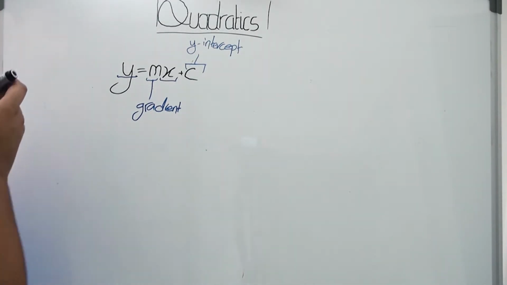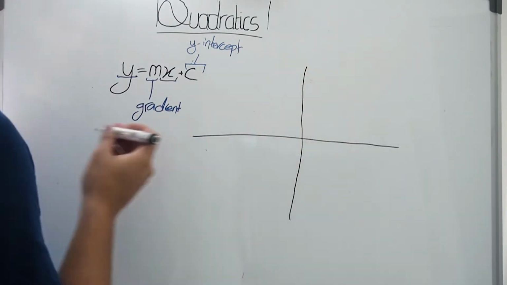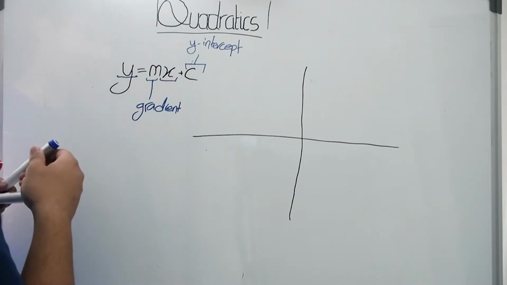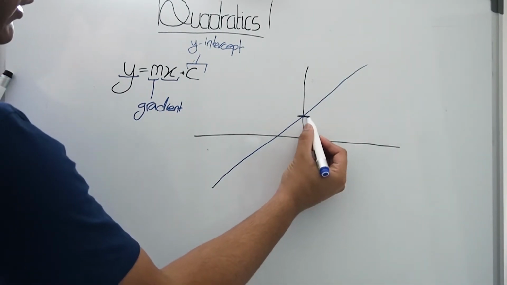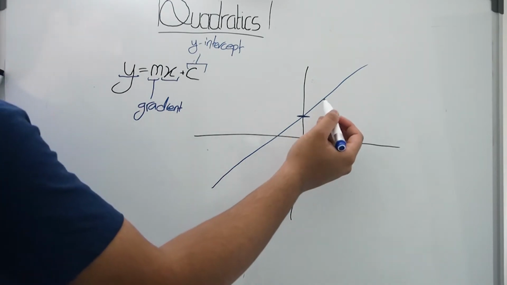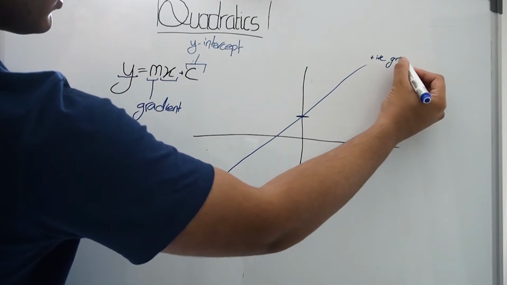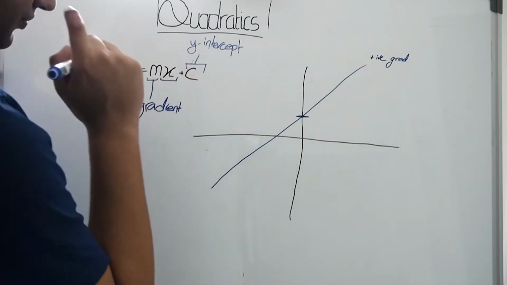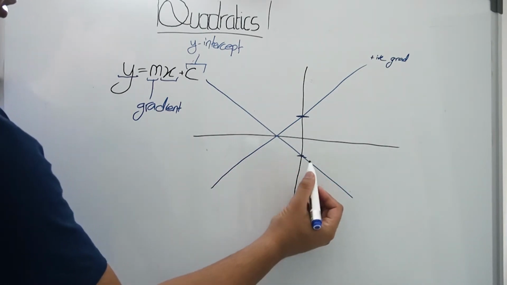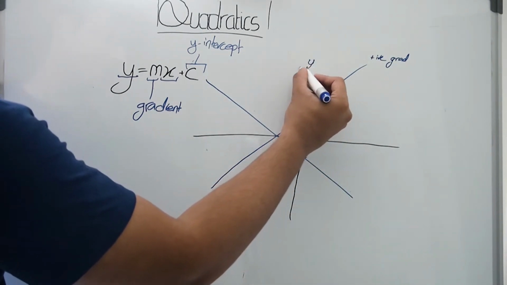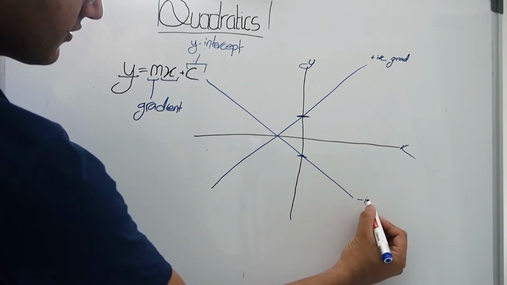So if I am to draw a graph here of a linear equation, this will be the y-intercept, and the gradient is positive. If I draw it like this, this is the y-intercept because this is the part meeting the y-axis, this is the y-axis, this is the x-axis, and this will be a negative gradient.